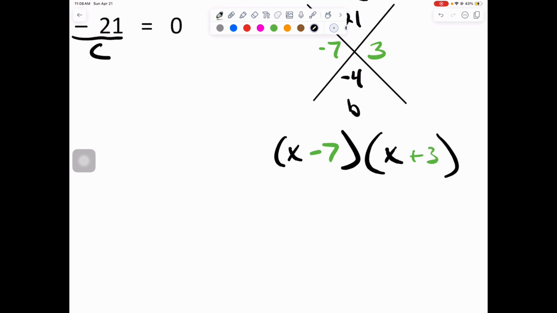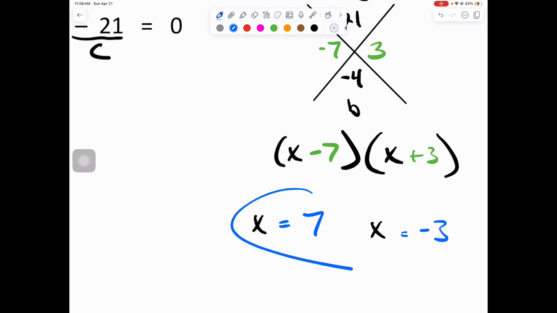Now, if we remember that when in factored form, we can find our x-intercepts, which are the solutions, by just taking the opposite of what's inside. So instead of a negative 7, that would be a plus 7, or we can simply set x equal to 7, and we can also set x equal to negative 3. Go ahead and circle your answer. That's it, it's done, it's over.